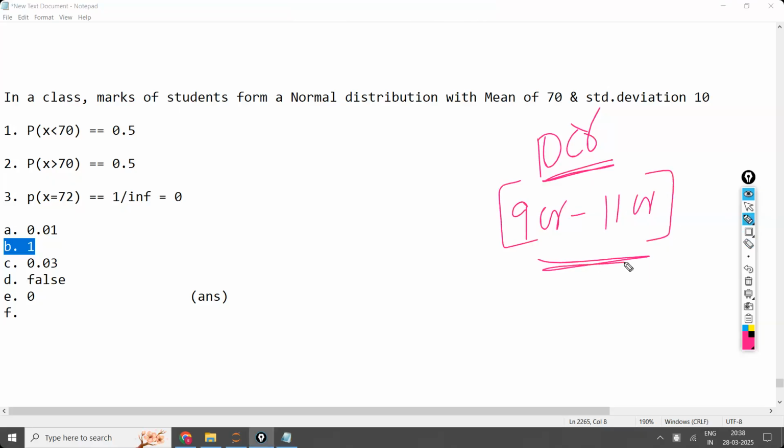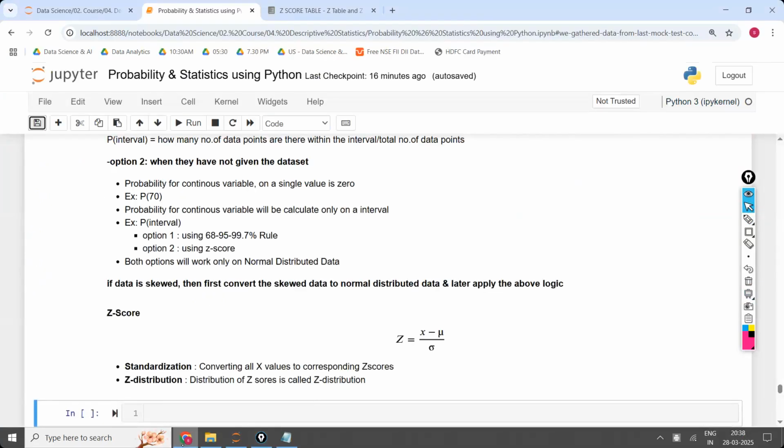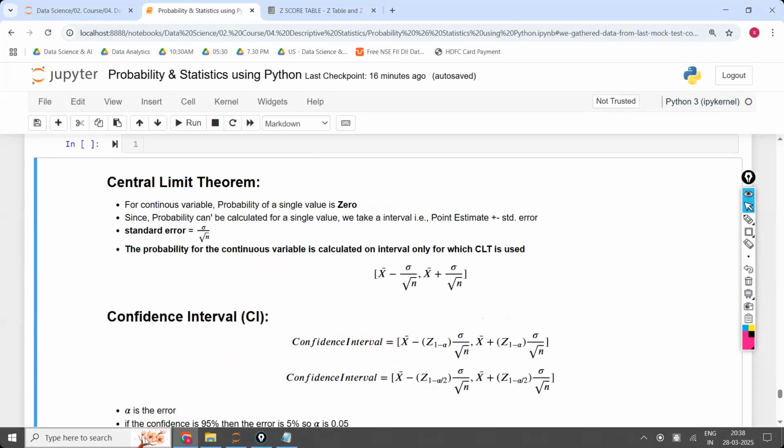This is having some probability. Probability is only associated with an interval. Probability is not associated with a single value. Anything you take, even 9.9 crore to 10.4, or 10.01 crore, you take it as an interval. This interval is what we call the next concept, central limit theorem. The concept comes from this: for a continuous variable, the probability of a single value is 0.